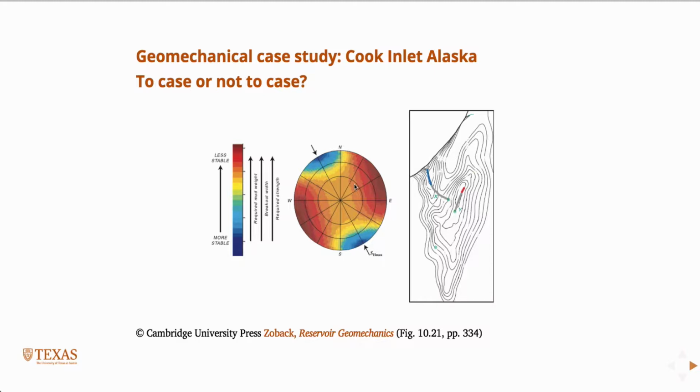So before we had required mud weights or breakout widths or whatever, and in this plot they are plotting some weighted measure of stability that incorporates a lot of those things. And unlike the plots that we looked at before, which were always symmetric, right? You could look at any one quarter of it and reproduce the whole plot, right?